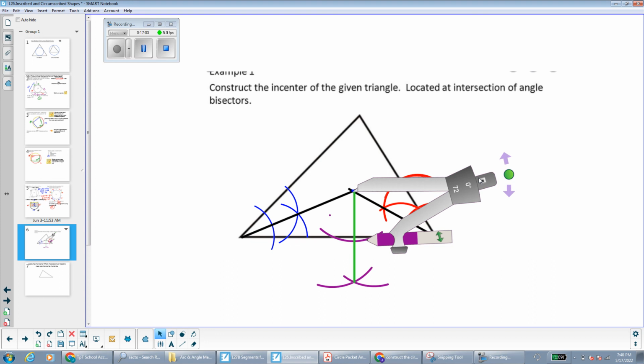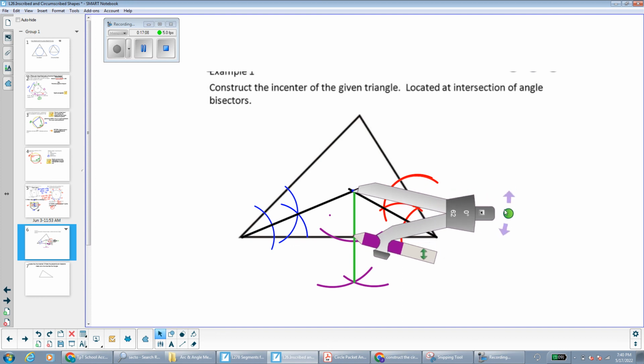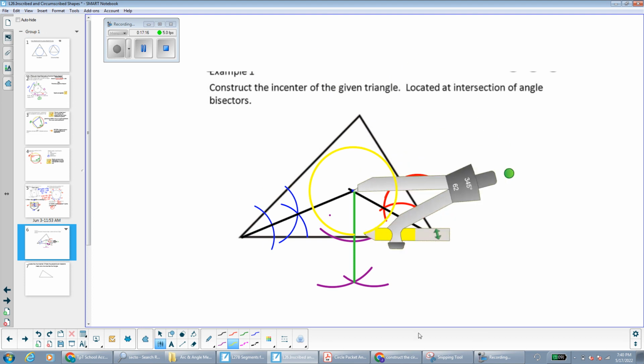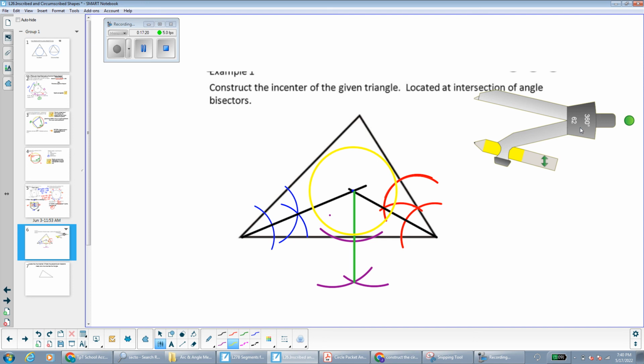I'm going to put my compass on the incenter. I'm going to just open up to the radius, the length of the perpendicular. And then from here, let me use a different color. I'll use yellow. There we go. I'm going to construct an inscribed circle. So it's not exactly perfect. We know that it should touch the edges, but once again, my compass kept moving on the computer. We'll do this in person as well, but that's the idea of it.